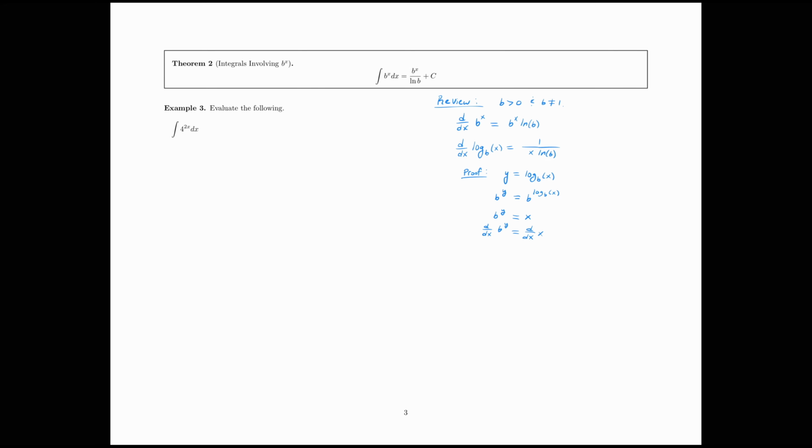Now that it's written like this, we can differentiate each side. So this would become b to the y natural log of b equals 1. So notice that b to the y is just x. So this b to the y right here, I can replace for an x. So x natural log of b equals 1.